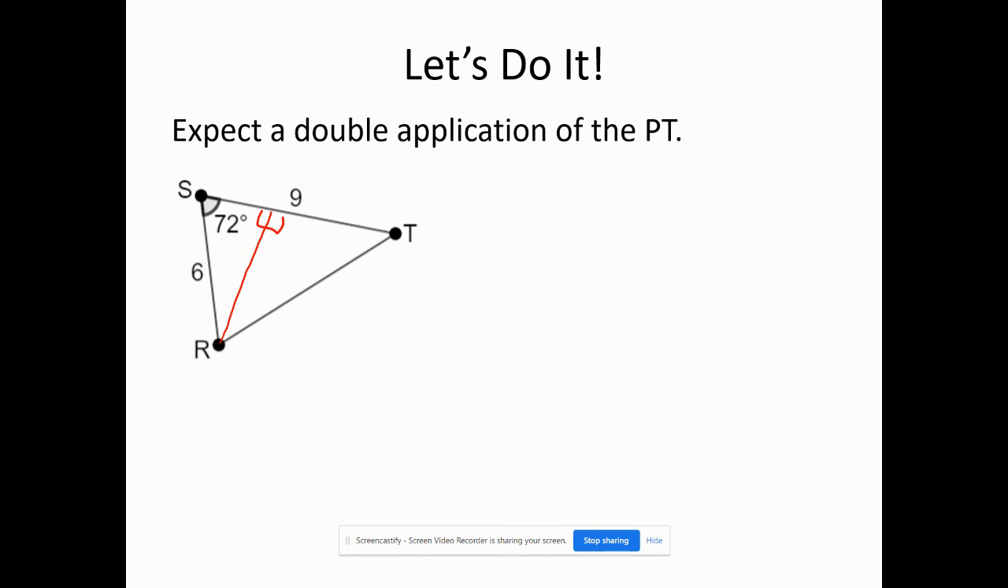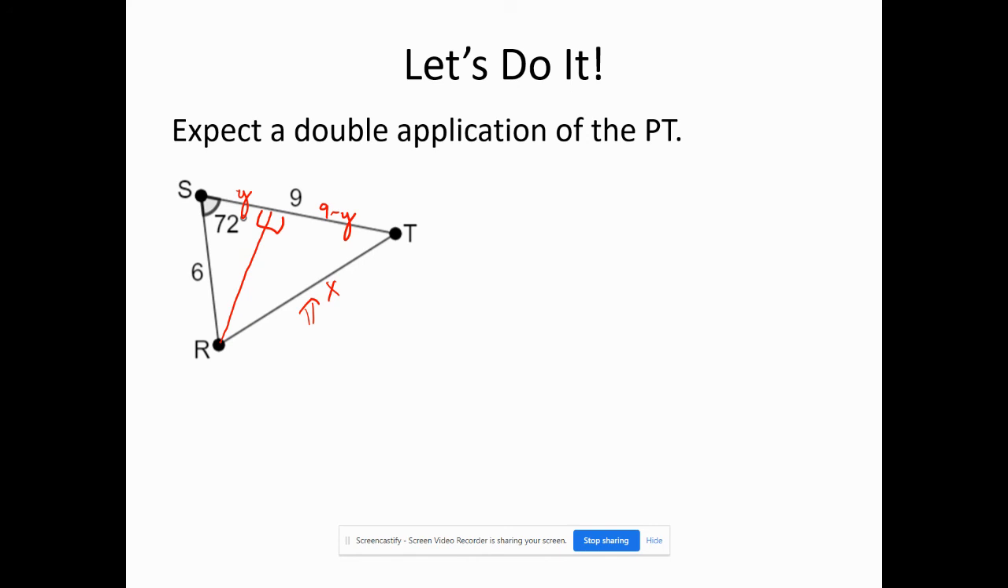So I dropped in the altitude to the larger of the two given sides. And again, what I want to get is RT, that's what I want to get, which I'll call just maybe X. So that's my final goal. Well, here's something that's happened. That side of 9 got split into two parts that I'll call one of them Y, and then the other one has to be 9 minus Y.